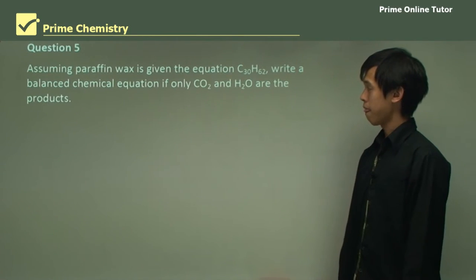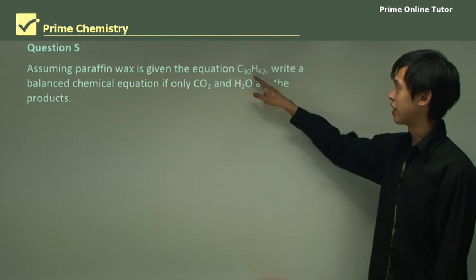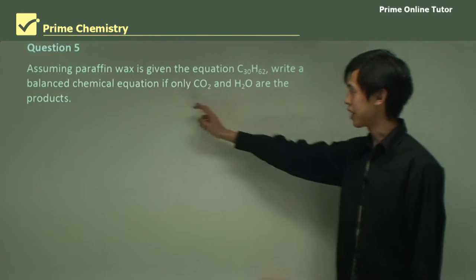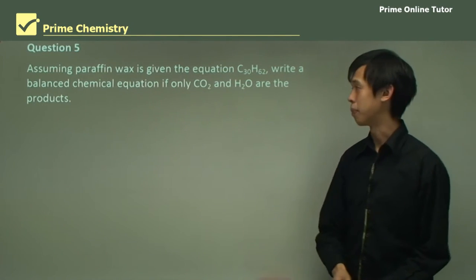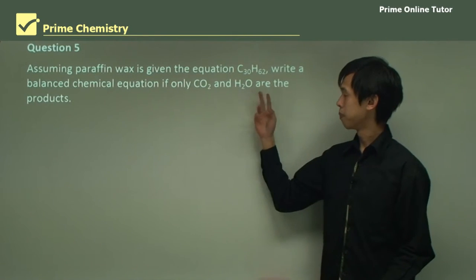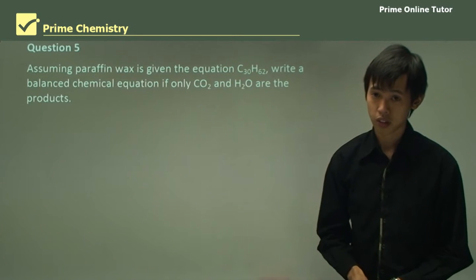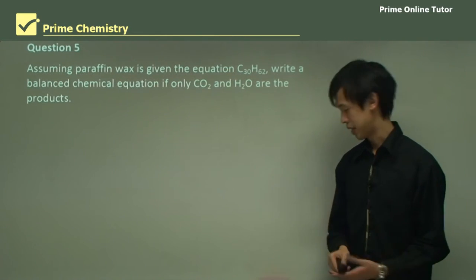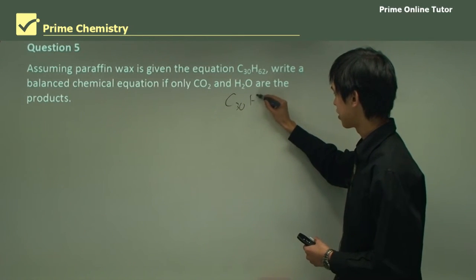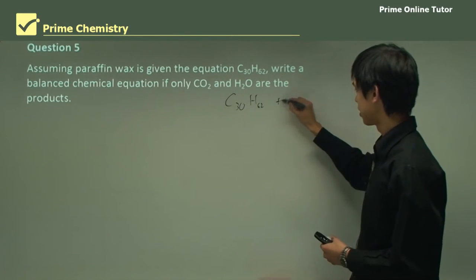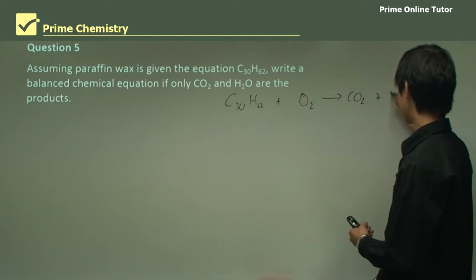So moving on. Okay, so it's a bit tougher now. Assuming paraffin wax is given the equation C30H62, write a balanced chemical equation if only CO2 and H2O are products. So write a balanced equation for its combustion. Now, again, we're assuming that oxygen is our oxidant, so that's something that we need to be aware of. So we've got this C30H62 plus oxygen goes to form CO2 plus H2O.